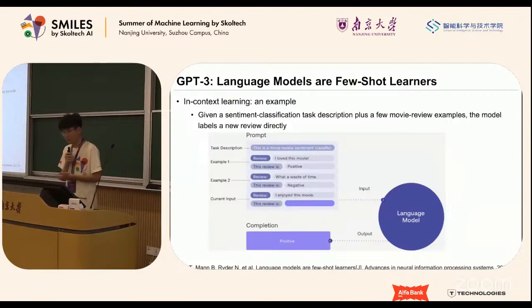And the current input is, I enjoyed this movie, and the model is required to answer this question and classify the sentence as positive without any gradient updates. Training is not needed for in-context learning.